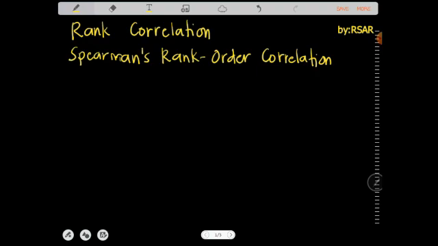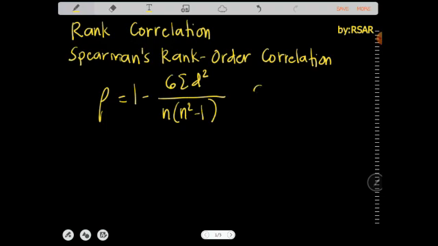Now for the Spearman rank order correlation, we have the working formula as follows. We have rho is equal to 1 minus a fraction. In the numerator, we have 6 times the summation of d squared, over the denominator n times the quantity n squared minus 1. Wherein d is the difference of paired ranks, and n is equal to the number of paired data. Okay? So let us give an example.